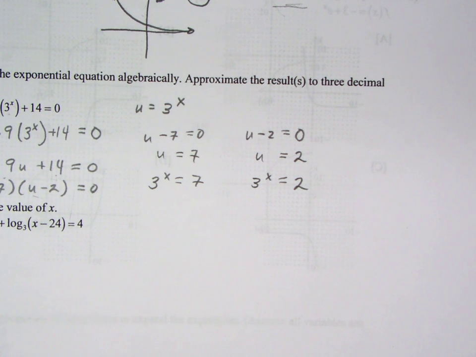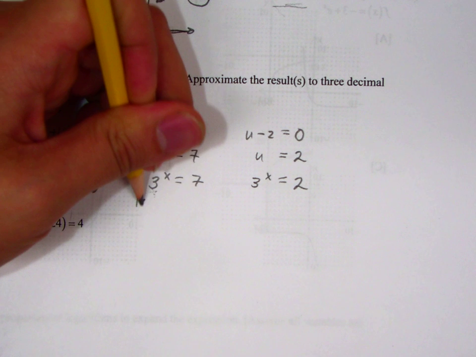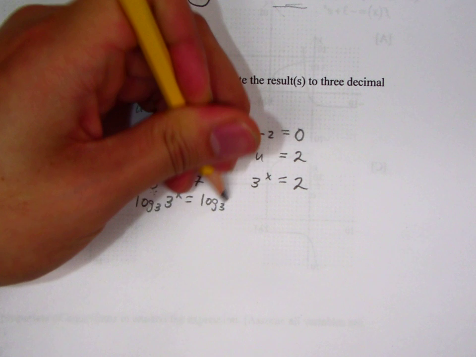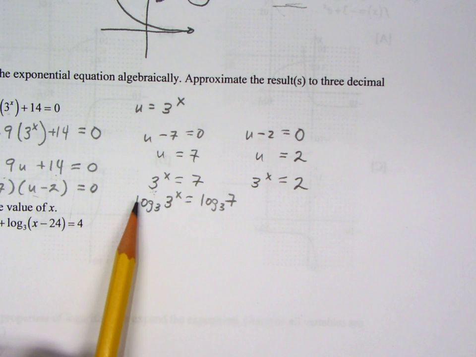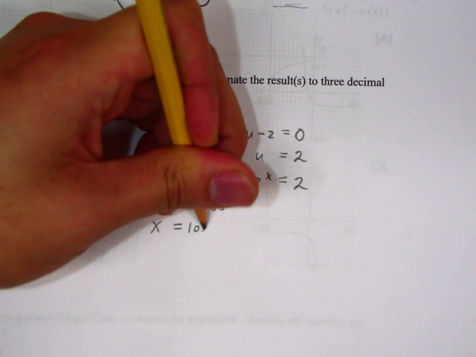Ooh, how do we solve those now? 3 to the x power equals 7. 3 to the second power is 9. 3 to the first power is 3. So it's somewhere between 1 and 2. Again, the way we would do these problems is we would use the inverse when solving for x. The inverse of exponential functions is the logarithmic functions. So we're going to write log base 3 of 3 to the x equals log base 3 of 7. The logarithm and exponential cancel each other out. All you have left is x equals log base 3 of 7.